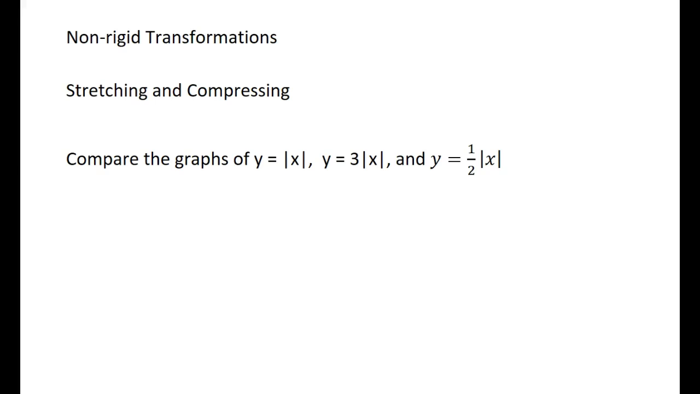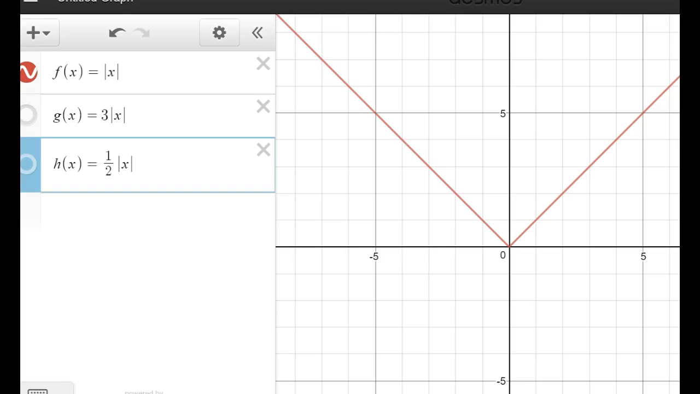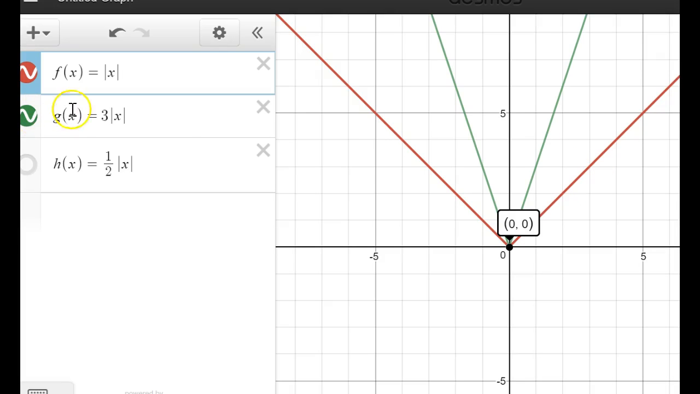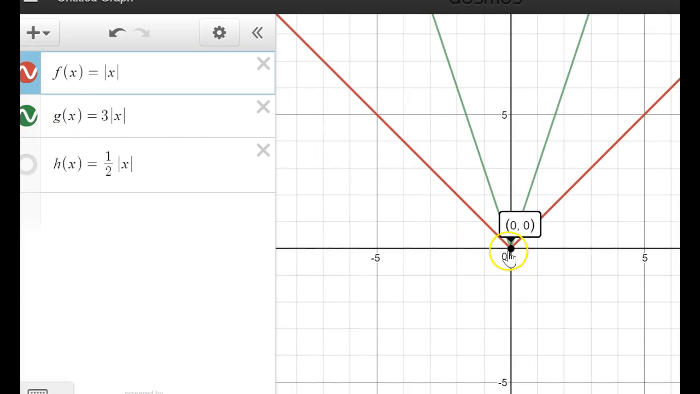And we're going to compare the graphs of the absolute value of x to y equals 3 times the absolute value of x and y equals 1/2 times the absolute value of x. So here's our familiar f of x equals the absolute value of x with the vertex at 0, 0, and it's going through 1, 1, 2, 2, 3, 3, and so on. Now, what would happen if we tripled that? Okay, well, let's take a look.